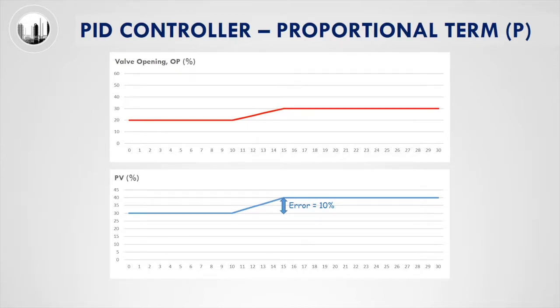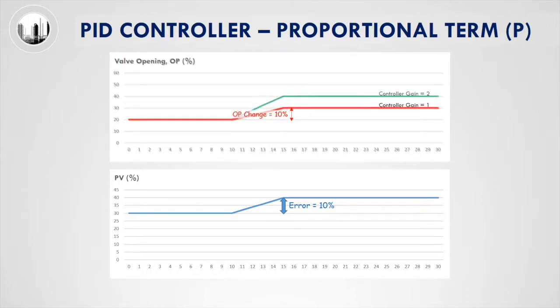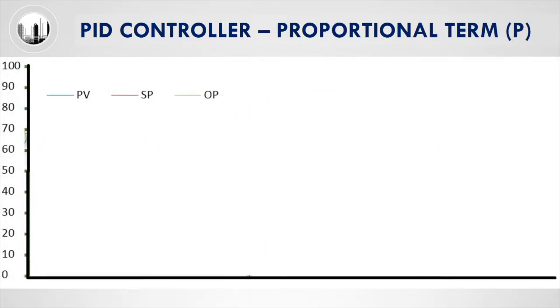In this diagram, we will evaluate the effect of increasing the controller gain when the error is 10%. If the controller gain is 1, the controller will generate an output change which is same percentage of the error. In this example, since the error is 10%, the output change is also 10%. When we increase the controller gain to 2, the output change will be 2 times the error. Thus, the output change now is 20%. When we increase the controller gain further to 3, the output change will be 3 times the error. Thus, the output change now is 30%.